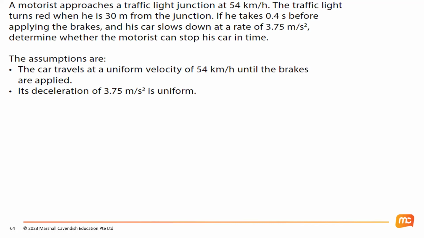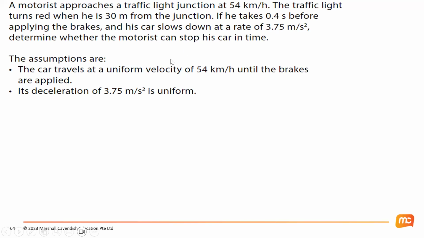And then 0.4 seconds later, he will step on the brake and his car starts to slow down at a rate of 3.75 meters per second square. Meters per second square means it's an acceleration. In this case, it's slowing down, so it's a deceleration of 3.75. Determine whether the motorist can stop his car in time.